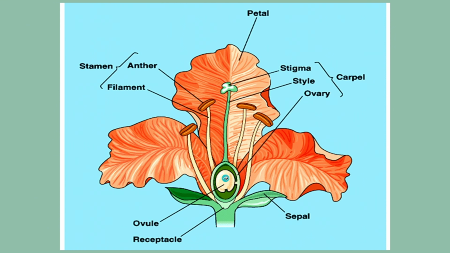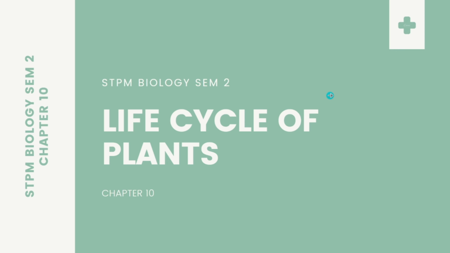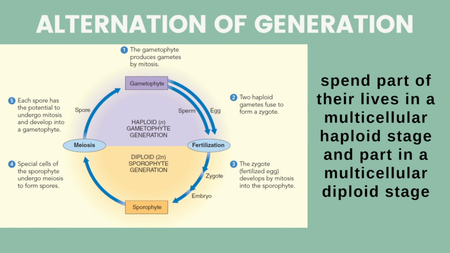So we know that a flower contains the male reproductive organ and the female reproductive organ, called stamen and carpel. We need to know about the life cycle of a plant. This topic we will learn in more detail later in semester 3, in chapter 1 of semester 3. But for now, I just give you the basic information only.